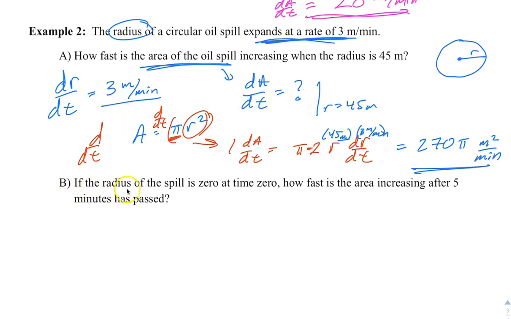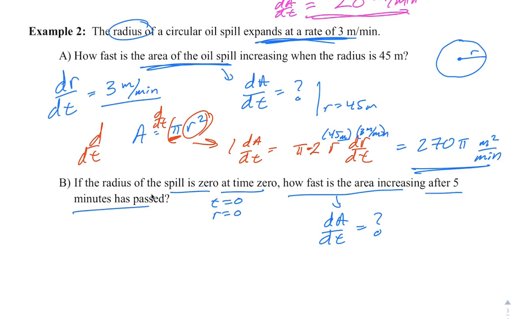Second problem. If the radius of the spill is 0 at time 0, how fast is the area increasing after 5 minutes have passed? That's a little funkier. So when time equals 0, the radius equals 0. I'm looking for dA/dt when time is 5 minutes. Now we still have the exact same given: the radius expands at a rate of 3 meters per minute. So the dr/dt is given.